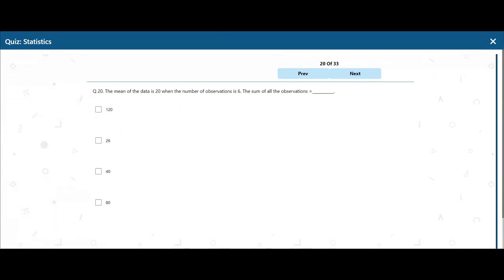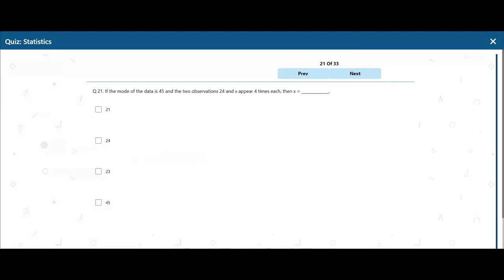Next is Spurti. Mean of the data is 20. Number of observations is 6. Sum of all the observations is dash. 120, ma'am. Very good. Super. Very nice, children.